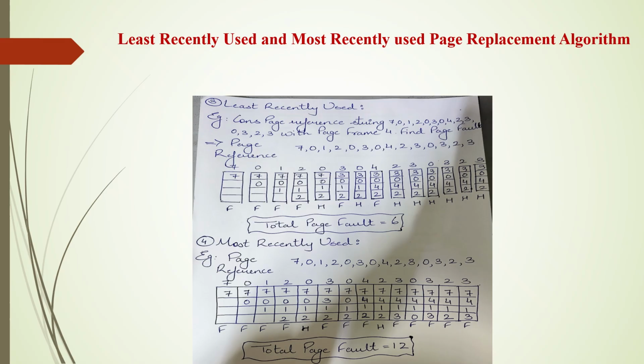So to conclude, we can say that LRU is the most widely used page replacement algorithm because it keeps frequently used pages in memory and usually gives fewer page faults. On the other hand, MRU replaces the most recently used page and generally produces more page faults, making it less suitable for most applications.